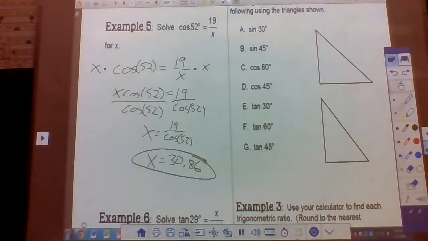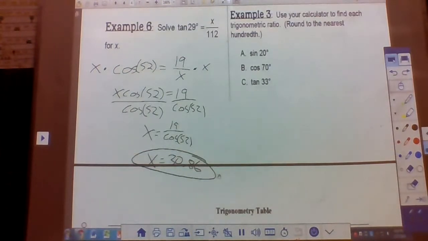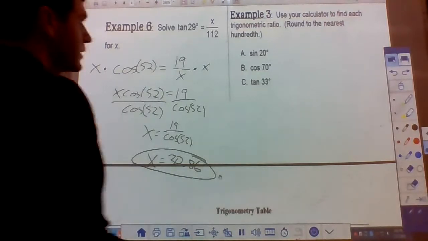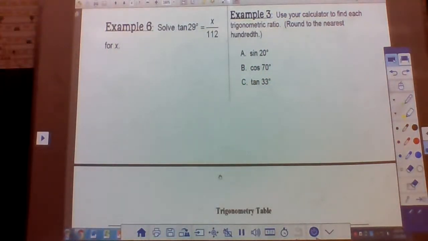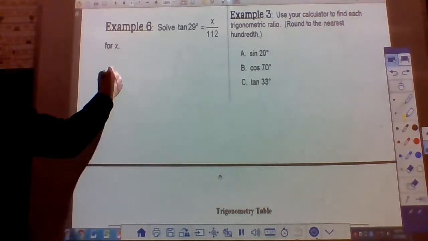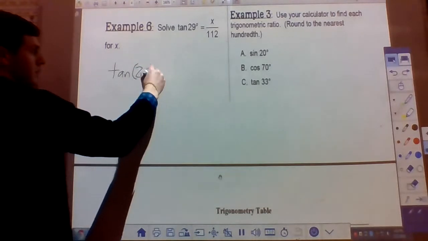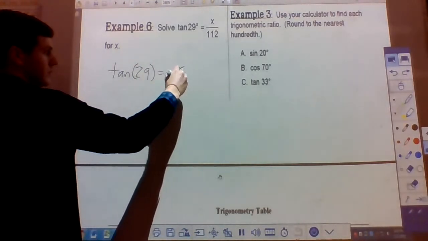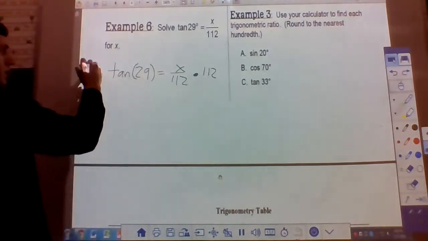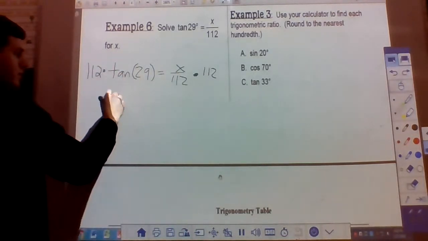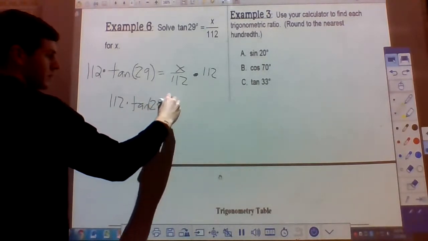Example 6. Okay, example 6. All right, we have tangent 29 equals x over 112. To get rid of the 112, we multiply both sides by 112. So we get 112 times tangent of 29 equals x.